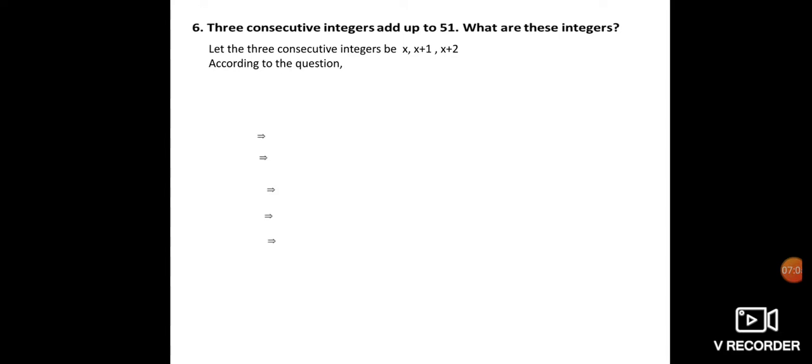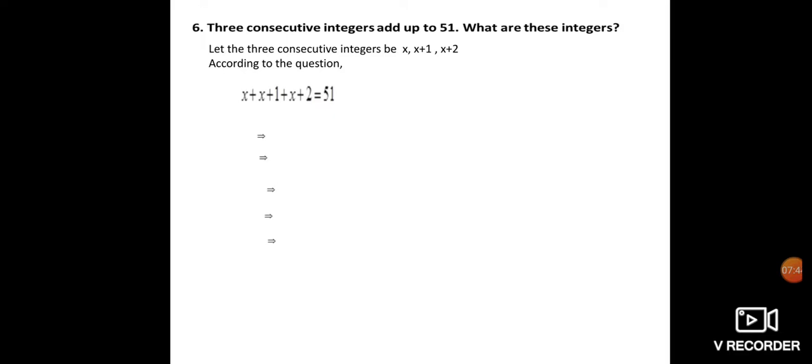The sixth question says three consecutive integers add up to 51. What are these integers? First thing, consecutive. Consecutive means continuous. Like if you count the numbers like 3, 4, 5, they are consecutive numbers. 11, 12, 13, they are consecutive numbers. Means those which are continuous counting numbers. So integers, that means they can be minus or plus also, but they are continuous numbers.